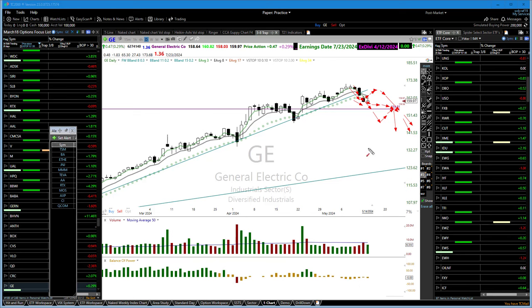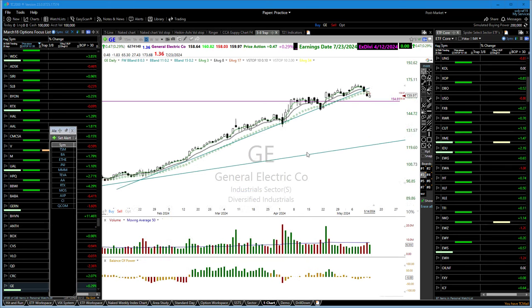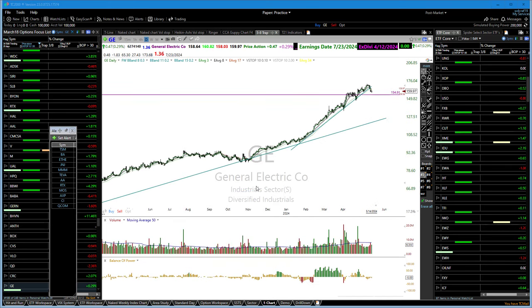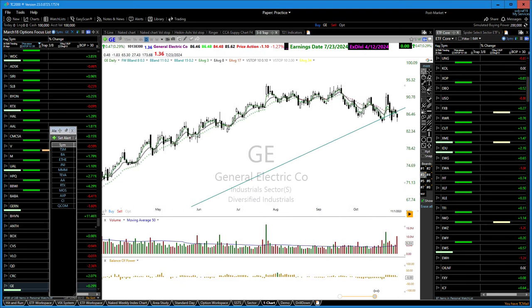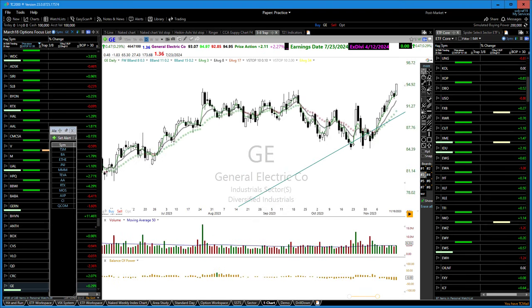Because if we can't get the three exponential moving average over the eight, there's no momentum to go up. Does that make sense, guys? Look over here in the past. We can have all kinds of these. Cross out, fail, cross out, fail, cross out, fail, cross out, fail.